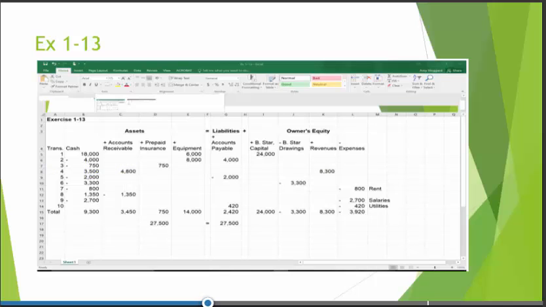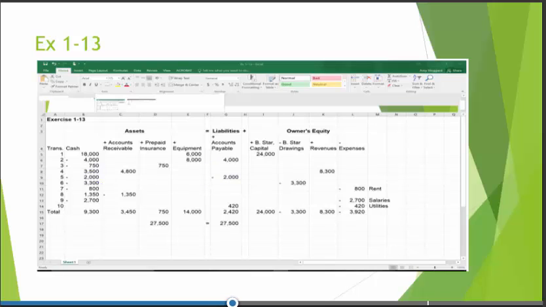Transaction number 5. Our cash has decreased by $2,000 and our accounts payable has decreased by $2,000. What that tells us is we paid back some of the accounts payable we owed. So we paid $2,000 of the $4,000 we owed.